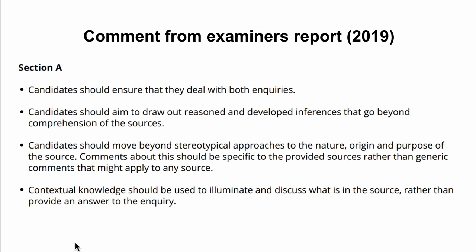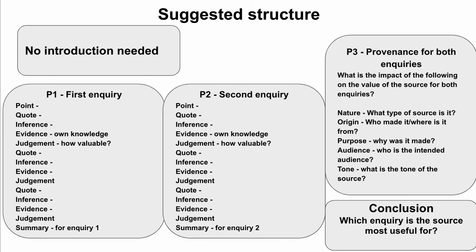You can use those generic ideas, it's a diary and therefore it's private and therefore that brings value. But why does that bring value to this particular inquiry? Okay, so a golden rule is link back to the inquiry. That's what makes it specific. And the final bullet point there, contextual knowledge should be used to illuminate and discuss what's in the source rather than to provide an answer to the inquiry. So again, I think this supports this idea of approaching it in this way.